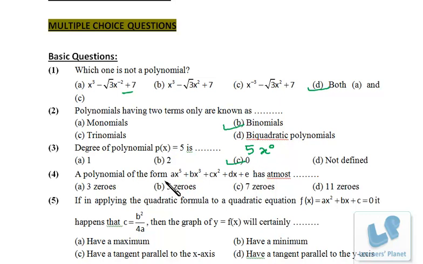Now a polynomial of the form 5 3x square has at most. In the previous session itself we have discussed that whatever is the highest power of the variable, that is the number of zeros, that is at most the number of zeros. So this polynomial is a fifth degree polynomial, so we'll get at most 5 zeros, right? Not more than that. Okay.